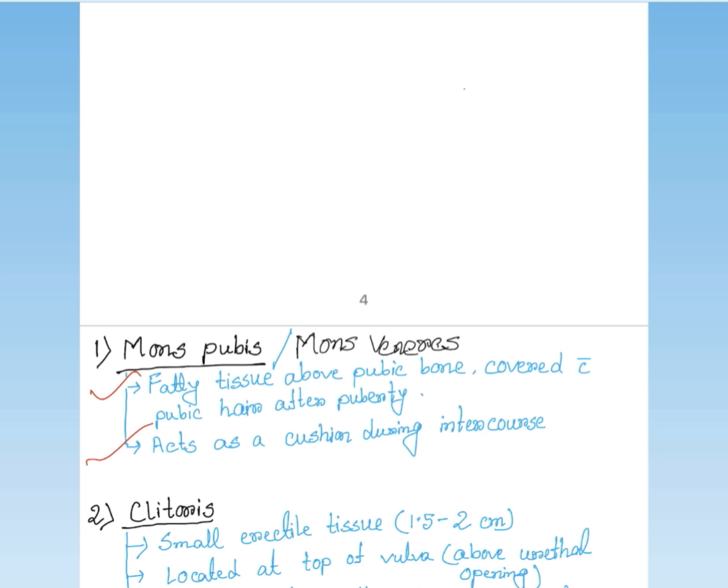So mons pubis, the two things you need to remember: this is the fatty tissue, it is directly present above your pubic bone, and when the female reaches puberty, pubic hair will be present here and it acts like a cushion during intercourse.